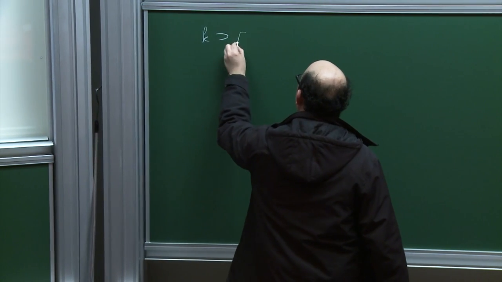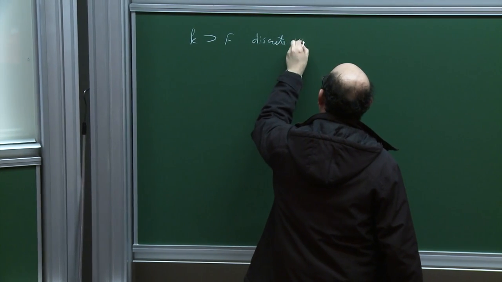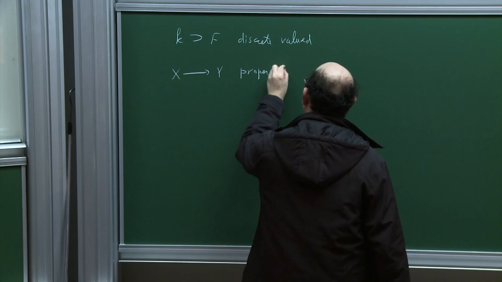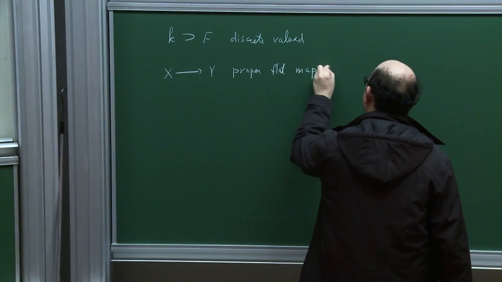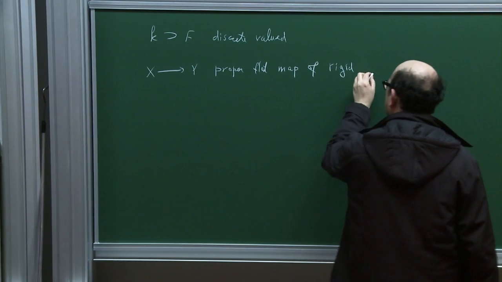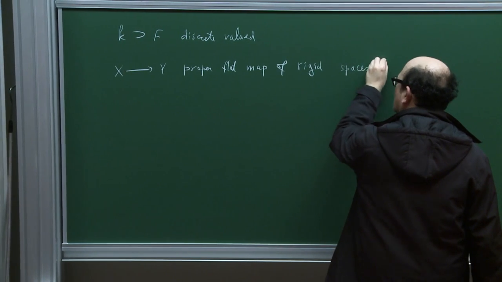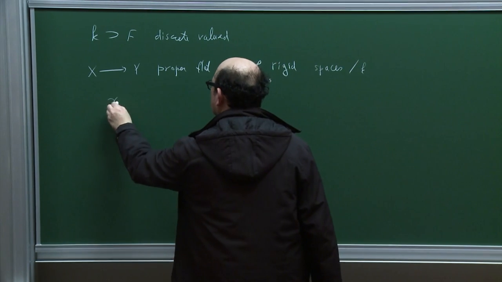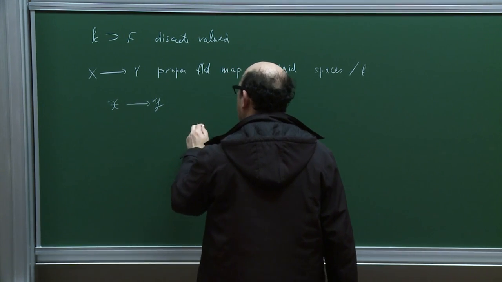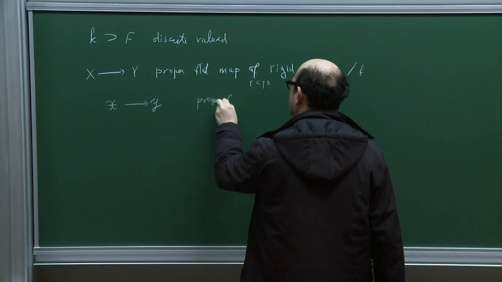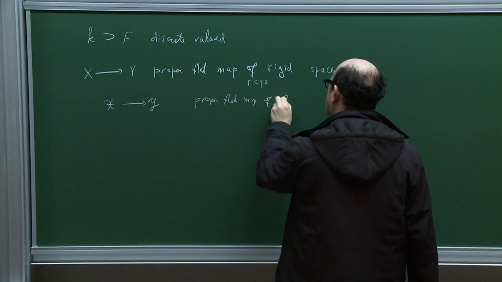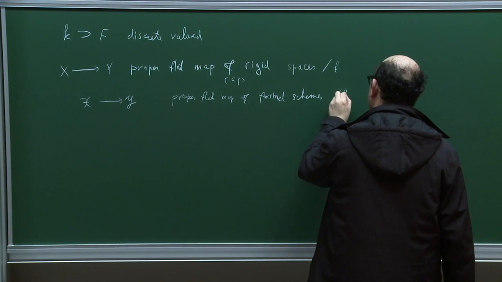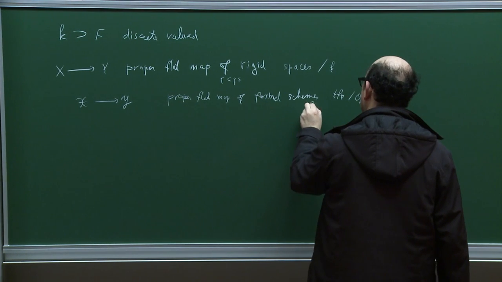Okay, so when you have this discretely valued, and suppose that X to Y is a proper flat map of rigid spaces over K, let us say quasi-compact and quasi-separated, and then by Raynaud's flattening result, this extends to, comes from a proper flat map of formal schemes, topologically of finite presentation over the ring of integers, which is also flat over the ring of integers.